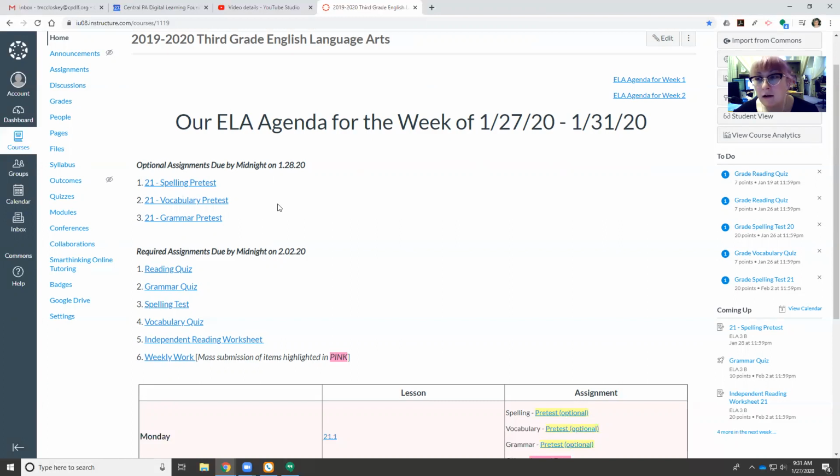Same with vocabulary. If you get an 8 out of 8, then you don't have to do vocabulary the rest of the week. You'll be exempted from your quiz and everything. And then grammar, similar thing.